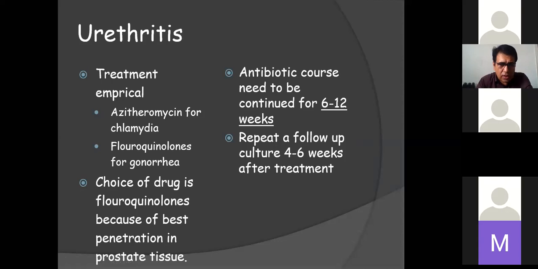Urethritis is treated empirically with two kinds of antibiotics according to the type of infection. Fluoroquinolones are given for gonorrhea, and azithromycin is given for chlamydia. The choice of fluoroquinolones is because of very good penetration in the urogenital system, especially in the prostate tissue. And how long do you give the antibiotic? It's around 6 weeks. If it is a major urethritis with persistent pus discharge, you might need to go for 6 weeks, and then you repeat the culture to reconfirm whether the disease has recovered or pus is still coming out.